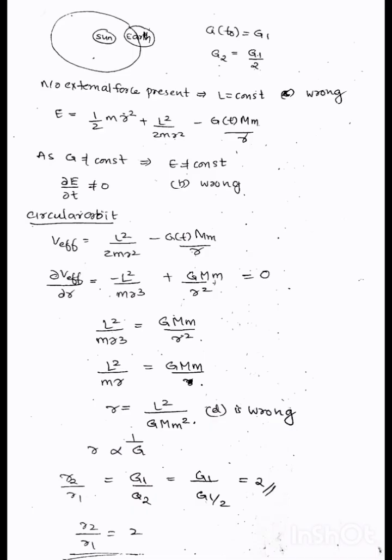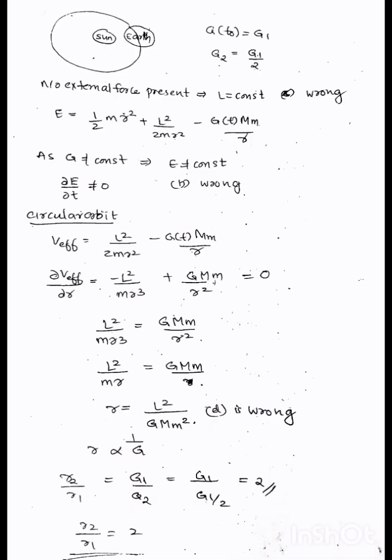That is L square by m r cube is equal to G M m by r square. That is L square by m r is equal to G M m. That is r is equal to L square by G M m square. That is, here the radius is changing with respect to the gravitational constant G. That is, the radius is proportional to 1 by G. So option D is also wrong, because option D says that the radius is the same, but the radius is not the same.